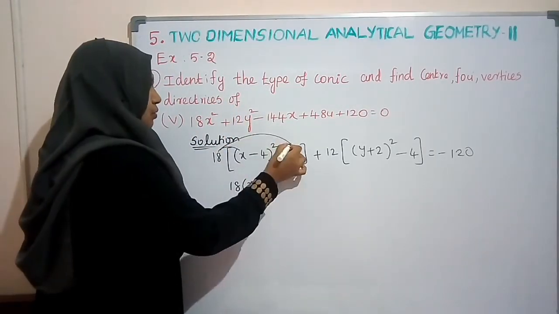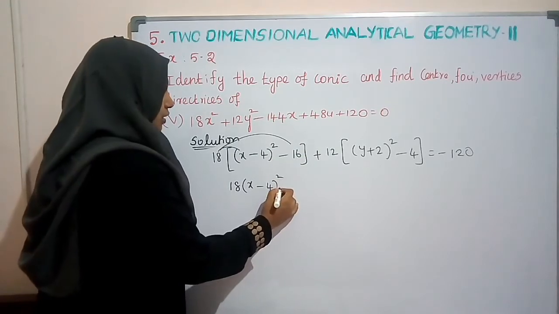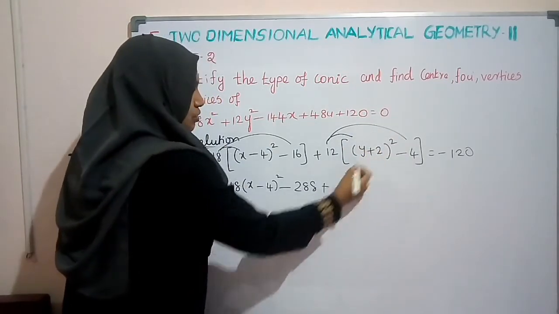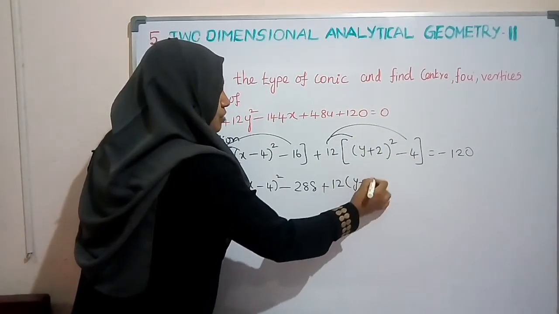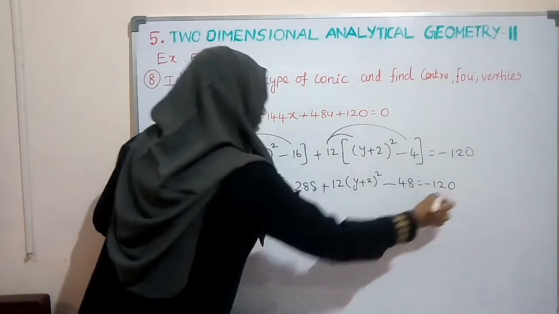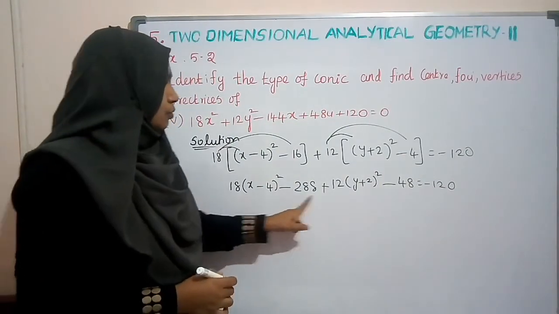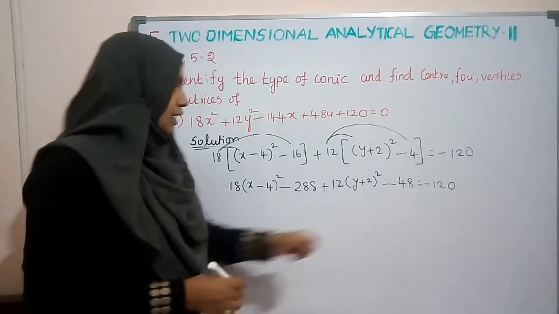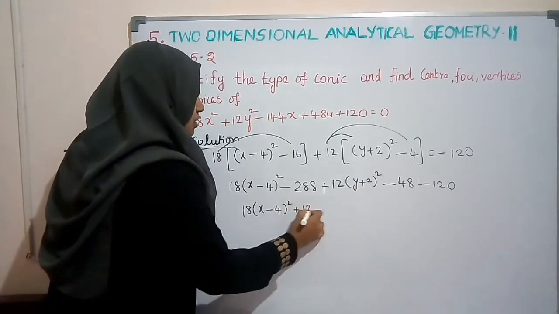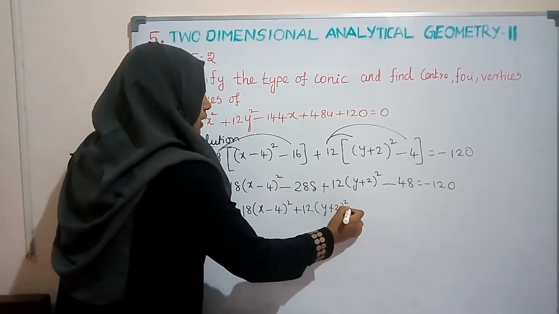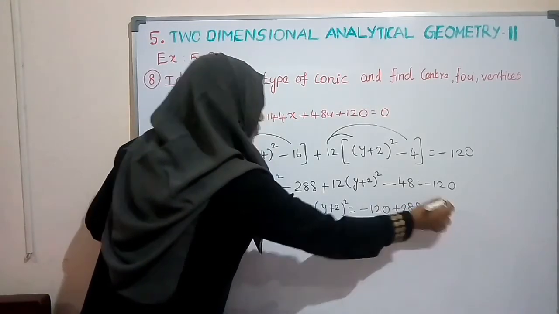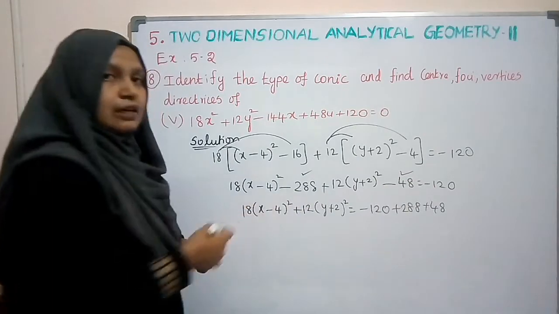18 multiply with these two terms. 18 into minus 16 will give minus 288, plus here also you should multiply 12 with these two terms. It is 12 into y plus 2 the whole square minus 12 into 4, 48 is equal to minus 120. Okay. Now we got two more constants, that also we can take it into the right side. So we have only 18 into x minus 4 the whole square plus 12 into y plus 2 the whole square is equal to minus 120 plus 288 plus 48. These two terms we took it on the right side.